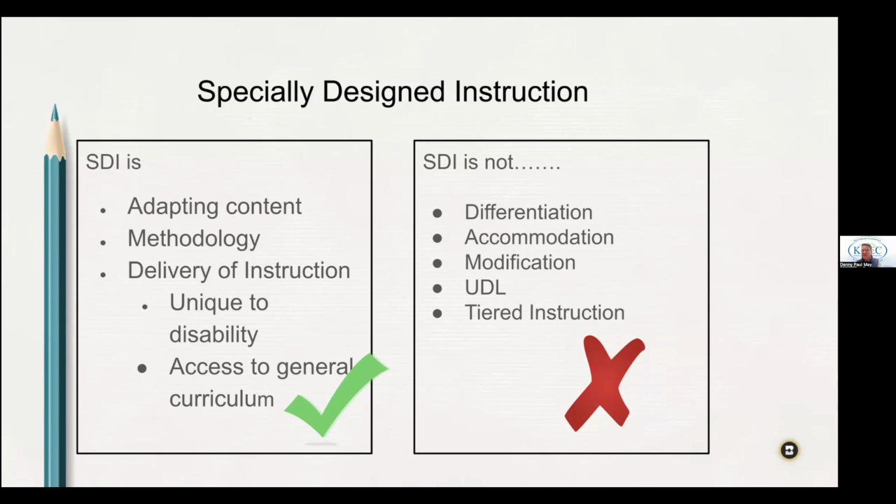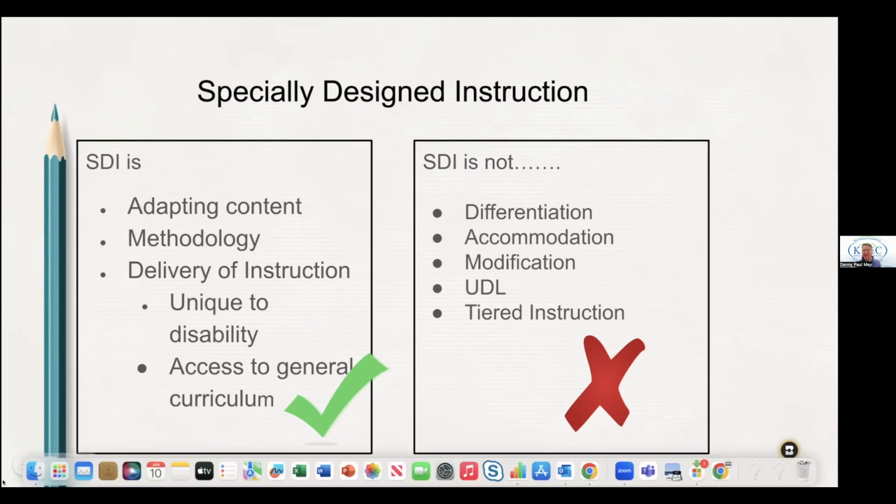Now, we can say it's not in isolation. It's not just differentiation. All students get differentiation, including students with IEPs. It's not just providing accommodations. It's not reading for our students. It's not providing a calculator or a graphic organizer and just handing it to them and expecting them to be able to use it. Those are the things that we're talking about. So specially designed instruction in and of itself is not these things in isolation.